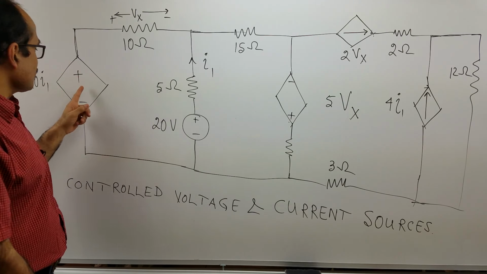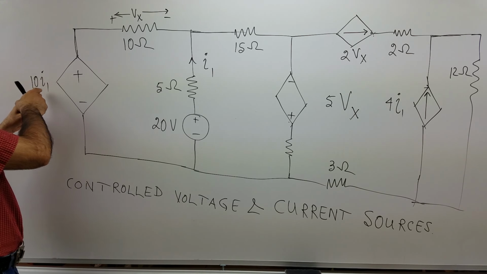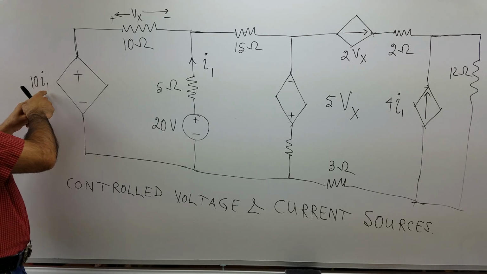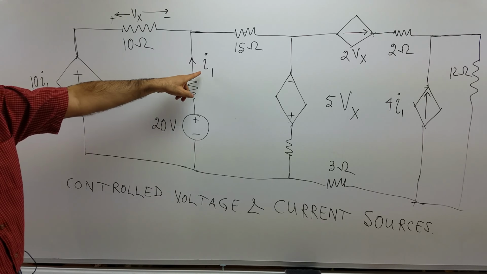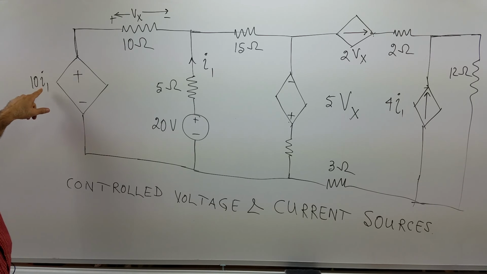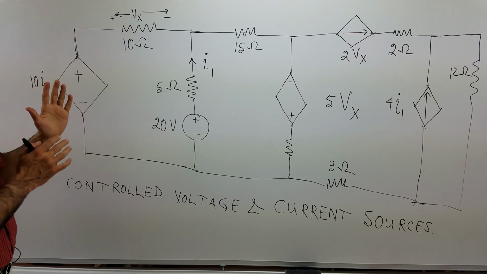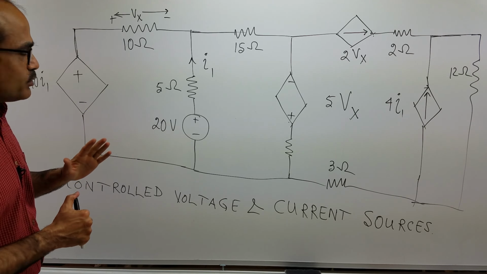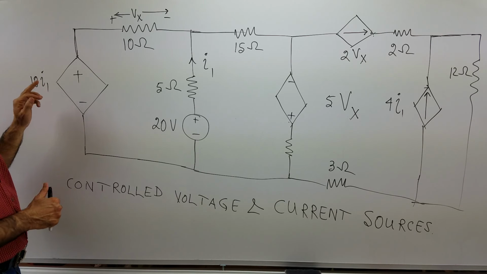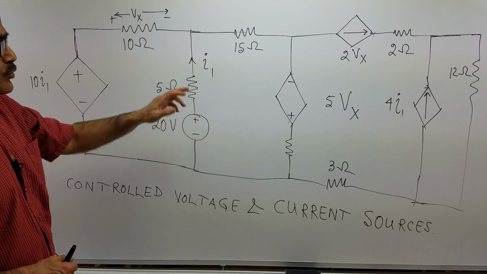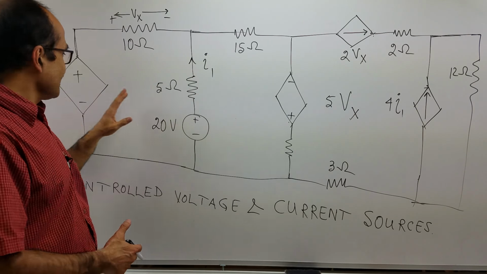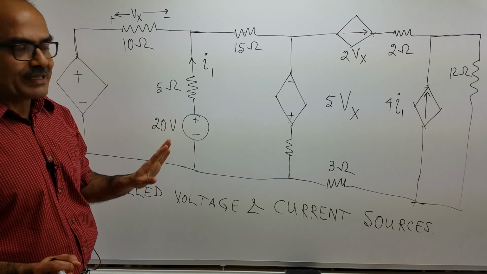So, this is a controlled voltage source which is controlled by the current I1, which is the current here. This voltage source provides a constant terminal voltage equal to 10 I1, where I1 is this. So, as long as I1 is not varying, this voltage is also not varying.